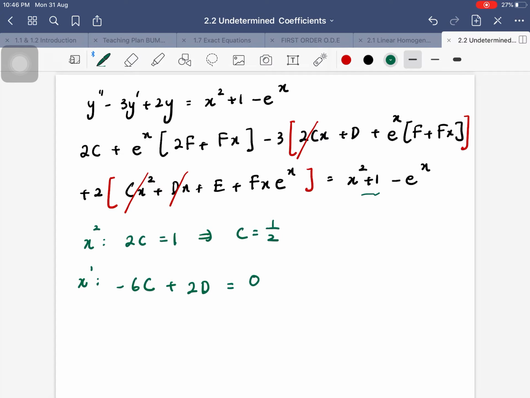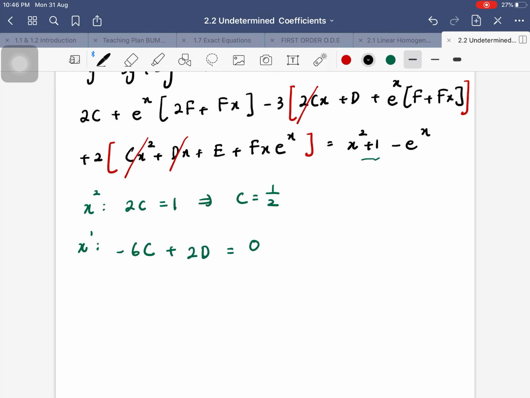Okay, let me solve for this. So we'll get that 2d is going to equal 6c. So that is going to be 6 multiplied by a half, which is going to equal 3. So I know that my d value is going to equal 3 over 2. So that's the d value.